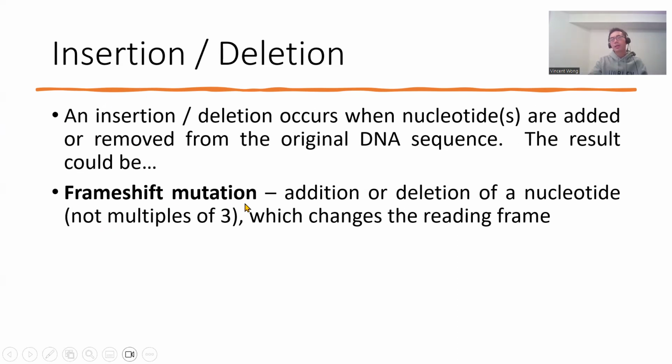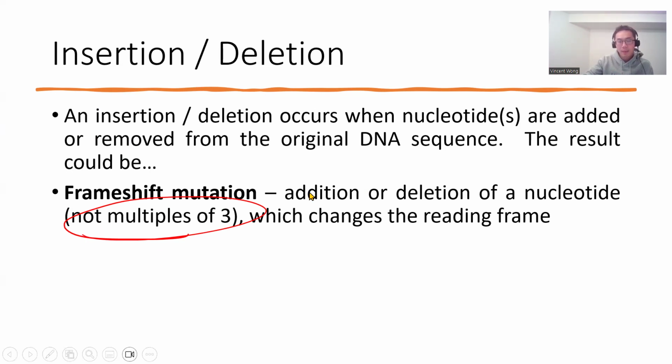So another kind of mutation that we're going to talk about is insertion and deletion. So far, the nonsense, missense, and silent mutations are all about changing a single nucleotide, a base substitution. But with insertion and deletion, it's exactly what the name sounds like. You are putting extra nucleotides in the sequence, or you're deleting them. And that could happen during DNA replication. When you insert or delete nucleotides that are not multiples of 3, you're going to end up changing the reading frame. And we call that a frameshift mutation.